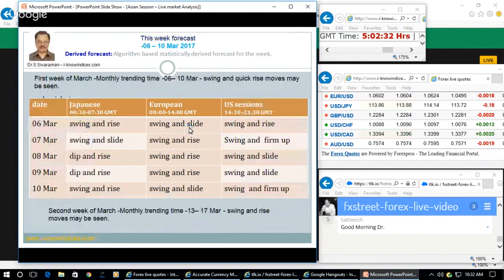Now this is the forecast sheet for this week, Monday to Friday, 6th to 10th of March. And each day you come across the three sessions of the day: Japanese, European, and the US sessions. In these sessions, the players are expected to make some specific moves in the market. With the help of such identified moves, we will try to decide on the trade, whether we can do a buy and sell or a sell and buy trade in a specific currency.